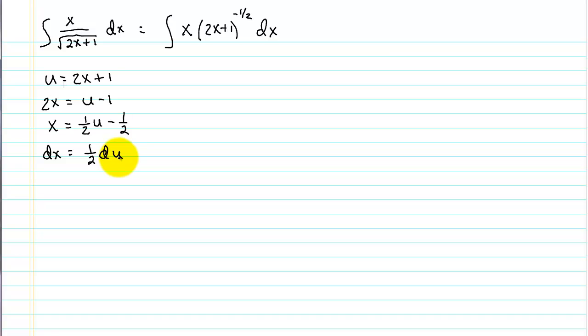So this is our first example where dx and du are not exactly the same. So let's do our substitution. So we have the integral of 1/2 u minus 1/2, here we have u to the negative 1/2, and then we have here 1/2 times du, because we're replacing dx with this.